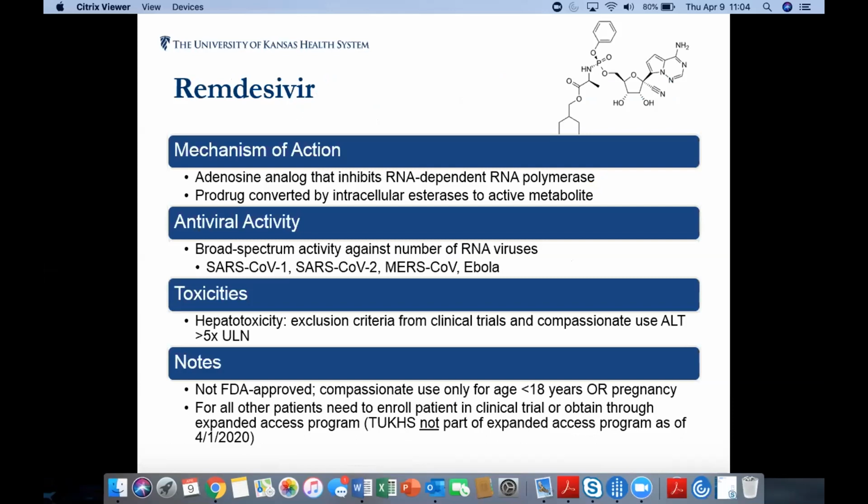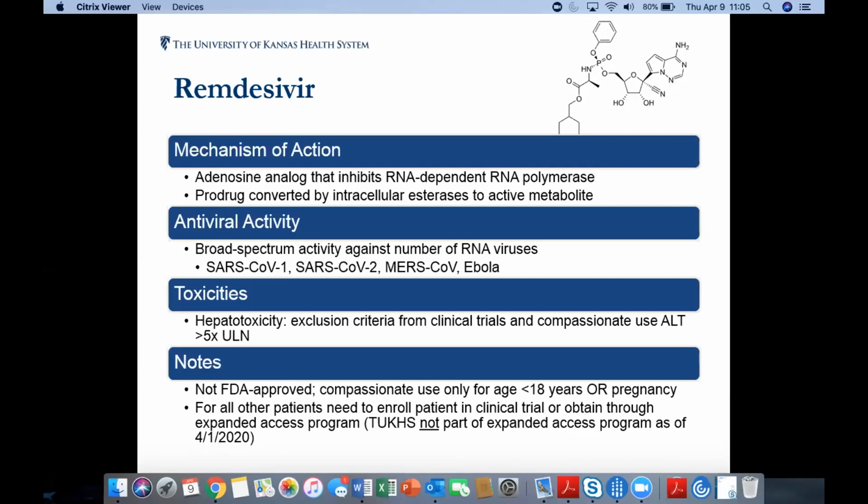So remdesivir, this is another medication that's gaining a lot of attention. You can see the structure up here. It is an adenosine analog, so you can see your adenine ring right here. There's a nitrile group attached to this ribose right here. This is a phosphoramidate group. So this is a prodrug, and this helps the molecule gain access into the host cell.